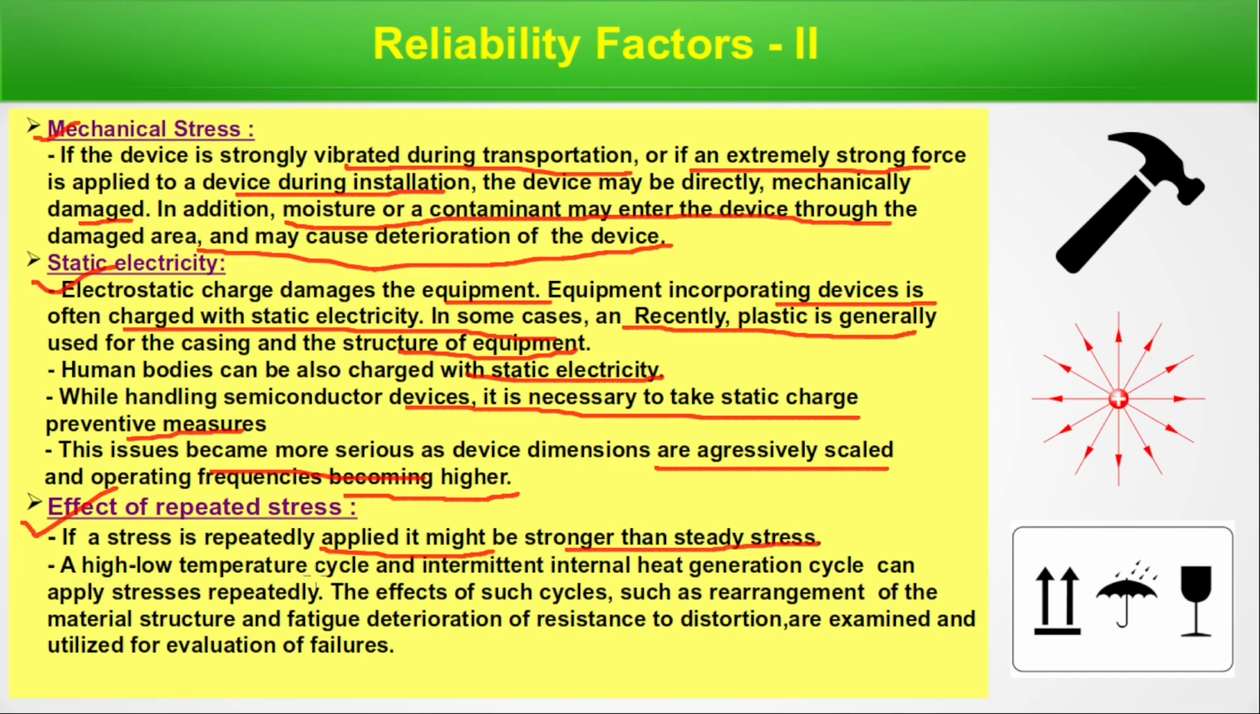A high-low temperature cycle and intermittent internal heat generation cycle can apply stresses repeatedly. The effects of such cycles, such as rearrangement of material structure and fatigue, deterioration of resistance to distortion, are examined and utilized for evaluation of failure. Steadily a stress is there and intermittently a low valued stress is applied. Continuous application of stress, multiple cycles of stress can lead to failure also. It's not that always strong steady stress will lead to failure.